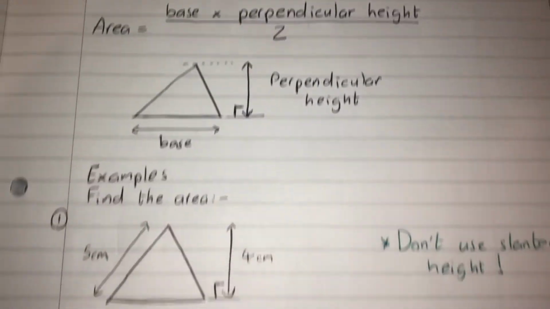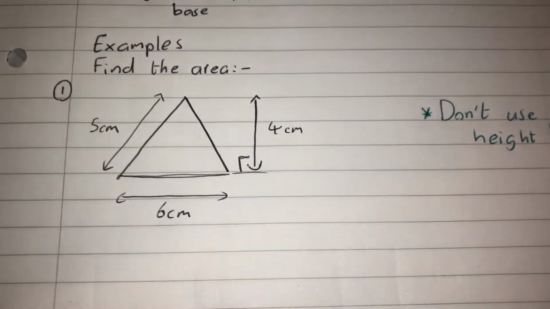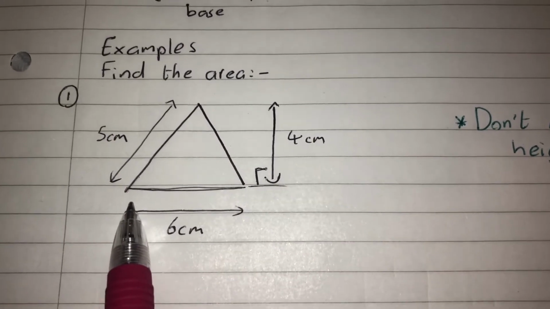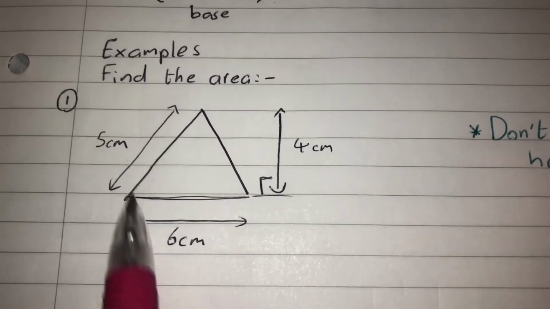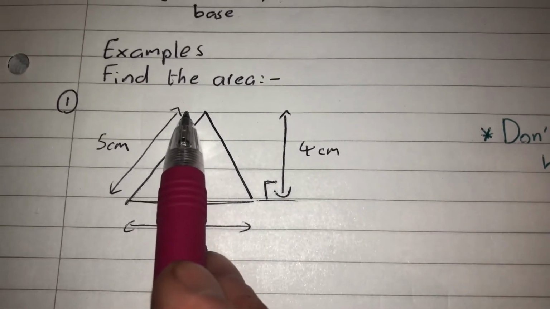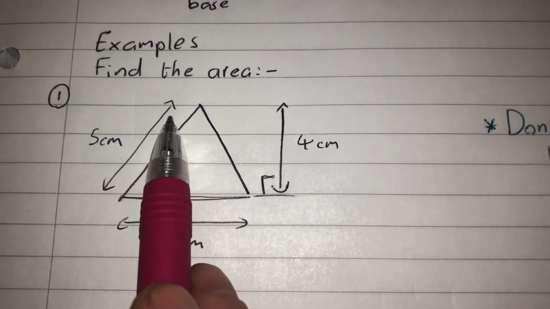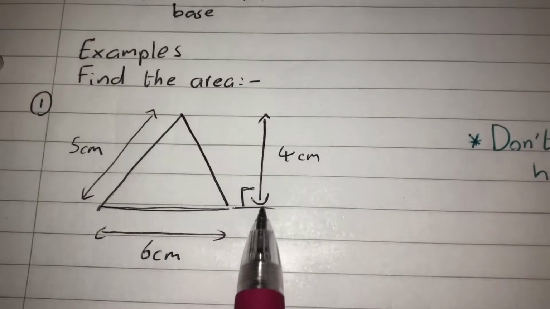Alright, best way to get a bit of an idea of this is to look at an example. So we've been asked to find the area of this triangle here. We've been given 3 dimensions. Okay, well, we know this is the base. We've been given this height and this height. Well, this is the slanted height, and we're not going to use that. So always remember, don't use slanted height. We're going to use the perpendicular height.